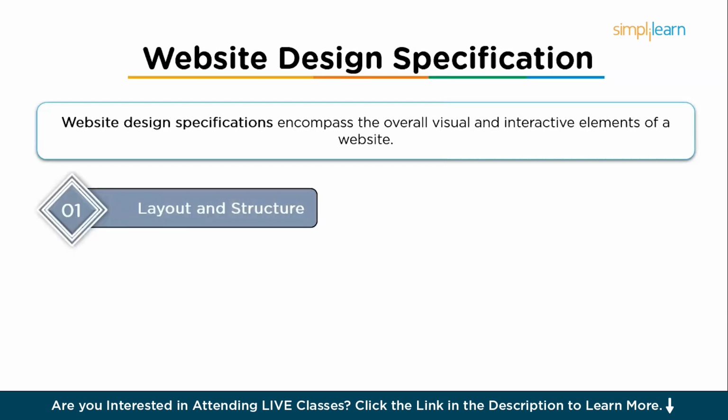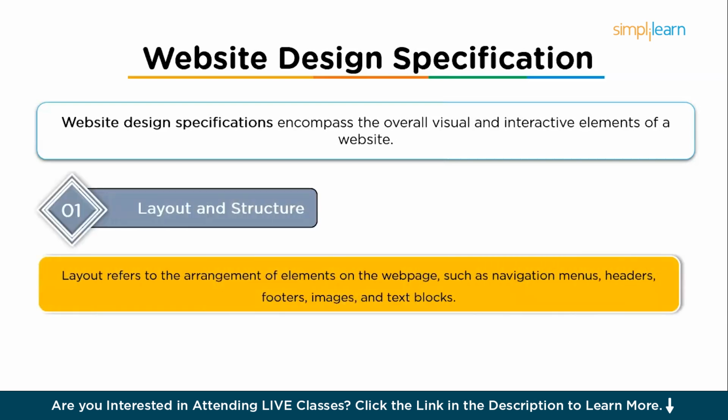So the first one is layout and structure. Layout refers to the arrangement of the elements on the web page such as navigation menus, headers, footers, images, and text blocks.